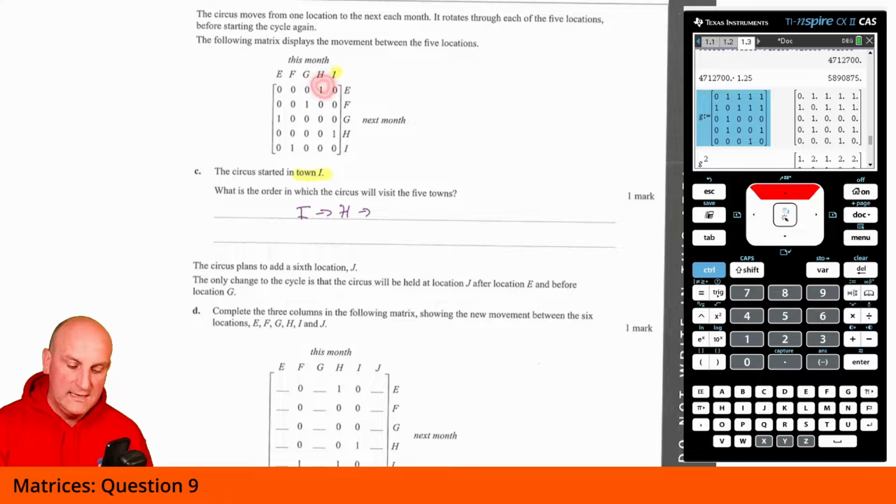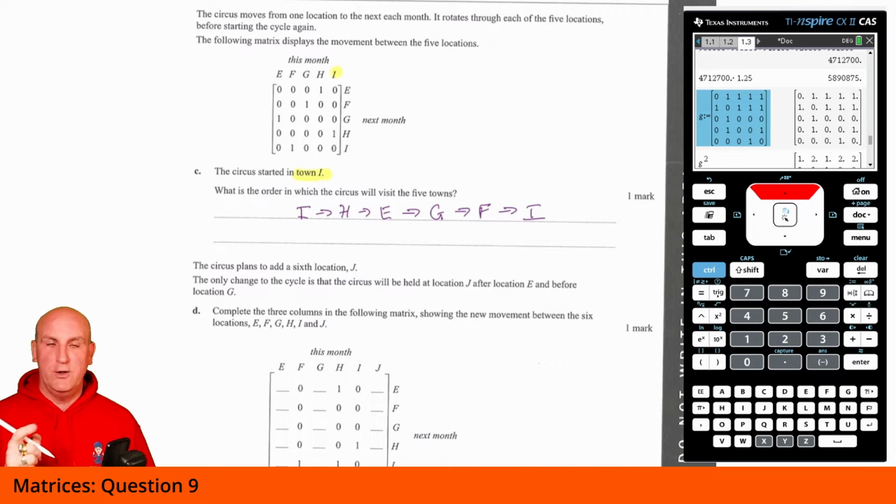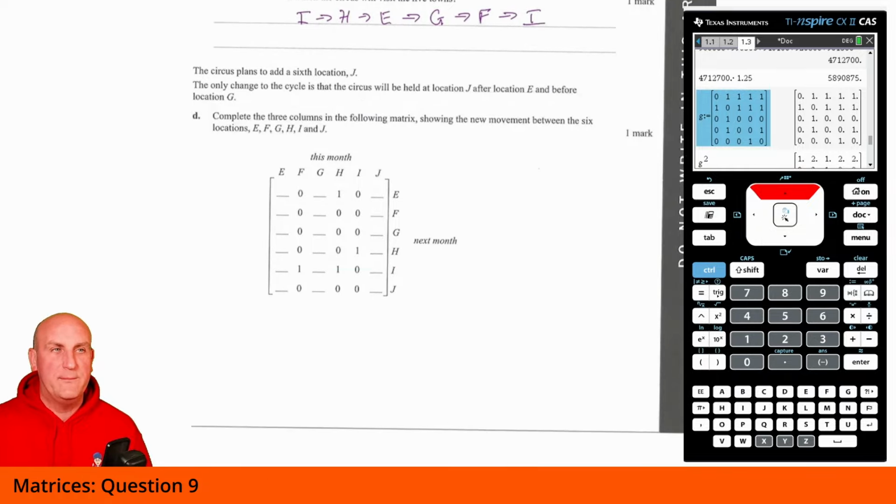Well, the 1 is by the E, so H goes to E. Where does E go? We look in the column for E, and it goes to G. And where does G go? It goes to F. And where does F go? It goes to I. So there we go. Now, the interesting thing to notice about this, VCAA, is that there should only be a 1 in each row and each column. Yes? All right, let's see what happens in the next question.